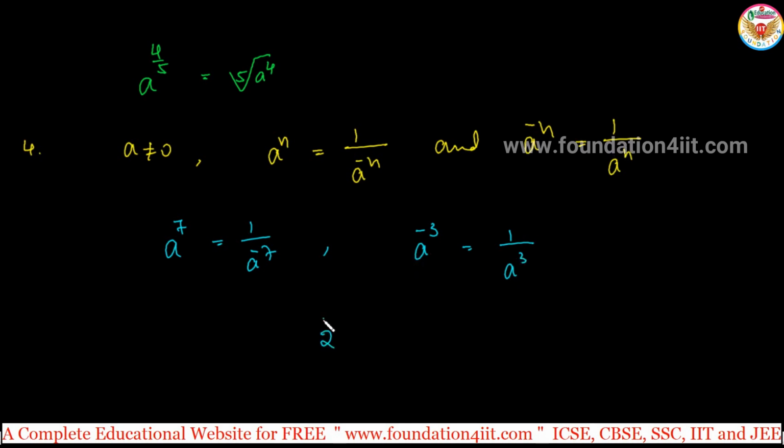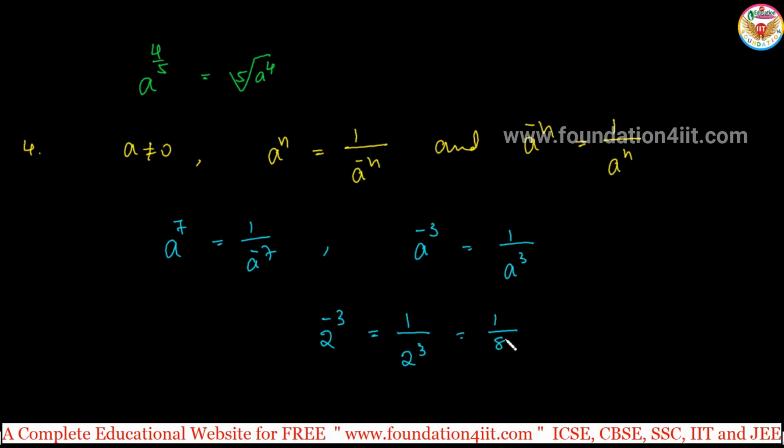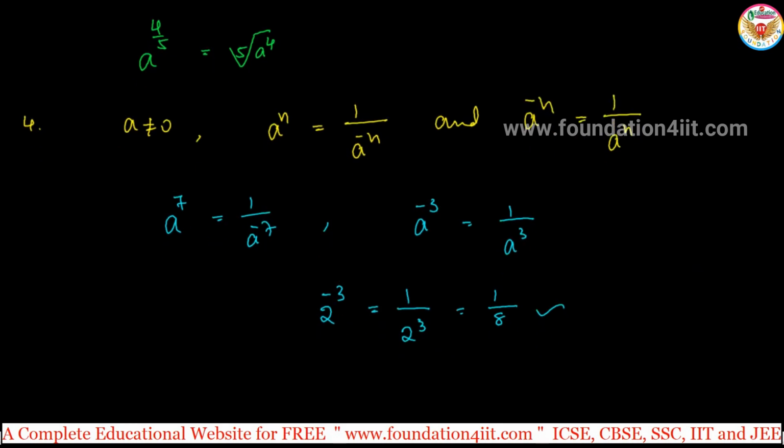Right? 2 power minus 3 value we could not find out. So you can write it with a positive power. That is 1 by 2 power plus 3. So 1 by 2 power 3 is 2 into 2 into 2. That is 8. So 1 by 8 is the value of 2 power minus 3. So these are the values.